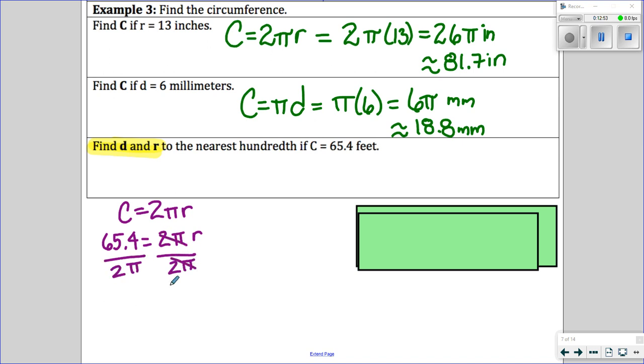So that cancels that out. And then I'll have r equals, and I'm just going to divide 65.4 by 2. That will give me 32.7 pi. But if I wanted to have an exact value for that one, then I would just multiply it by pi, and I would get 102.7.